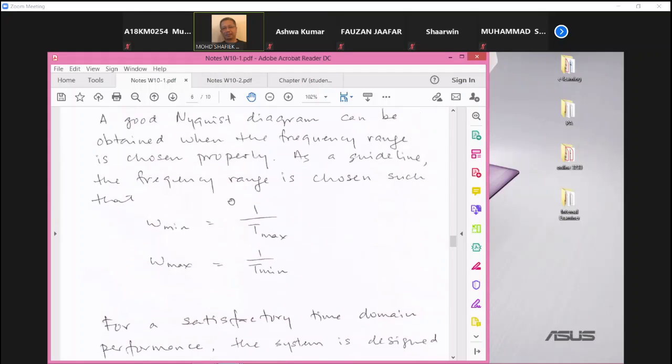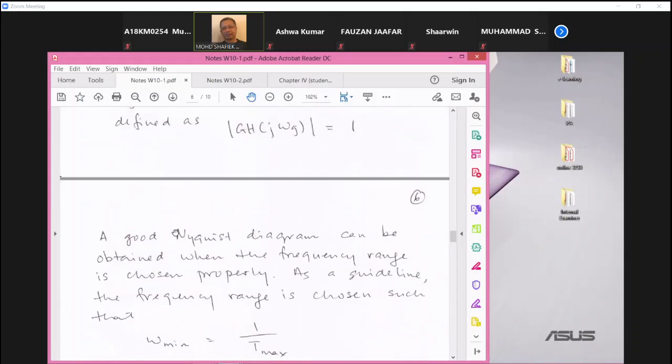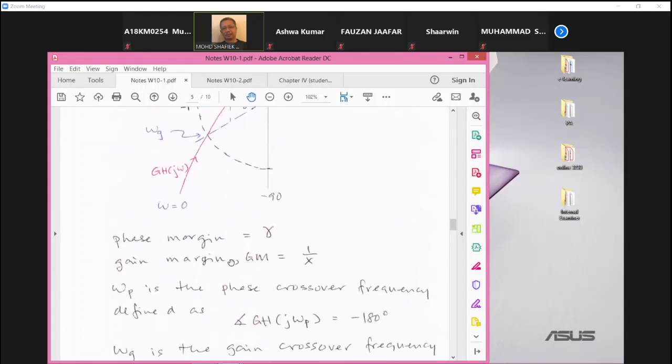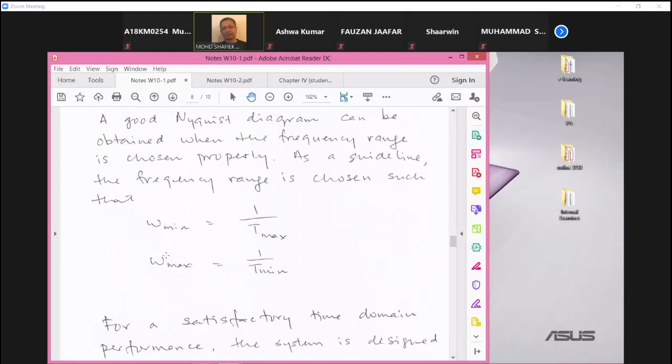As a guideline, the range of frequency is chosen such that the minimum frequency that you need to look at is 1 over the maximum time constant, and the maximum frequency that you need to look at is 1 over the minimum time constant. All you need to do is determine the maximum time constant and the minimum time constant. At least those 2 points you must compute, where you want to plot your frequency diagram, and then after that you can choose a few more points around this minimum frequency and maximum frequency.